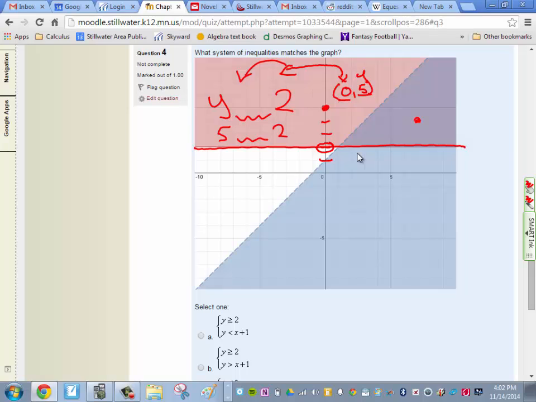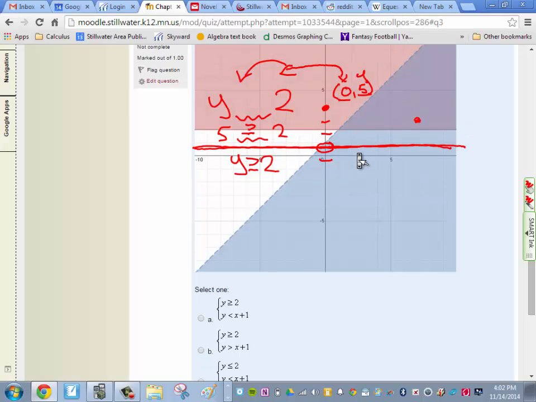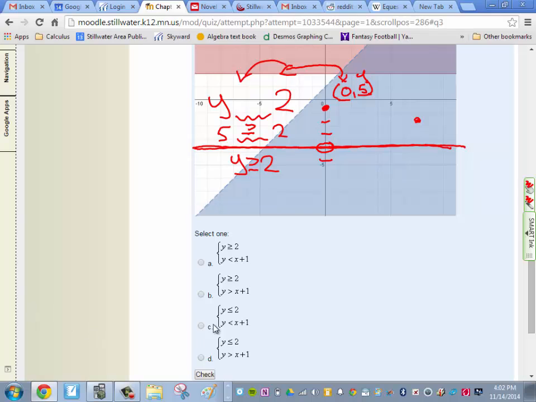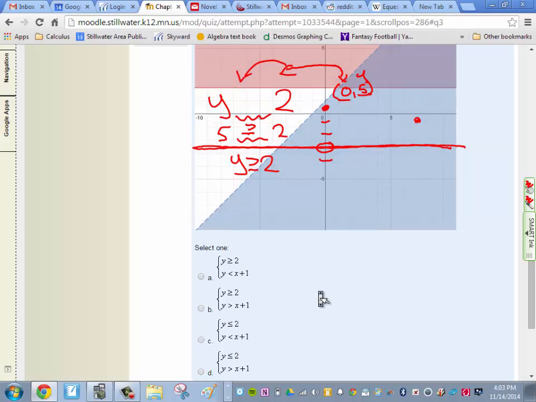Well, in this situation, 5 is greater than 2, so our absolute value is 5 is greater than or equal to 2, because this is a solid line. So our one inequality is y is greater than or equal to 2. Let's see which one of these options is y is greater than or equal to 2. It's either A or B, because this is less than 2 and this is less than 2. So let's look at the next one to figure out which one it is.